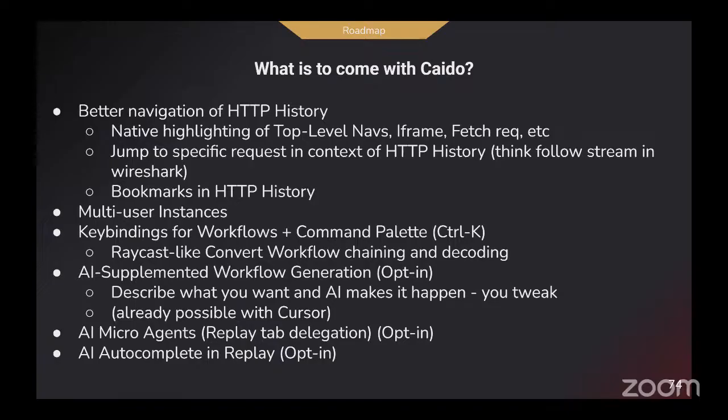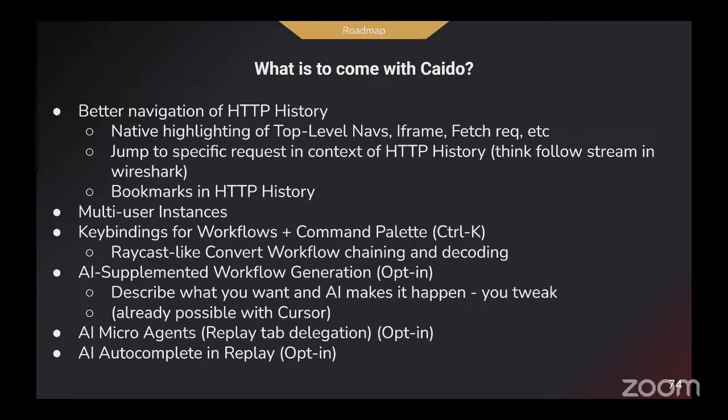We're going to spend time increasing how easy it is to navigate through HTTP history and find the request you're looking for. We're going to have multiple user instances, so you and your buddy can be hacking on the same Caido backend instance. We're going to have key bindings for workflows and a Raycast-like command palette where you can preview those convert things that are happening.